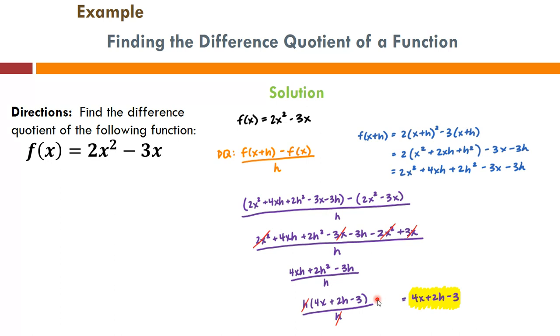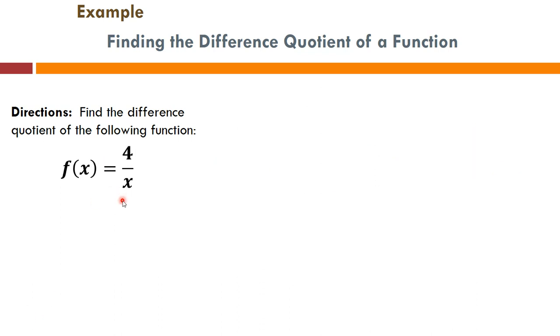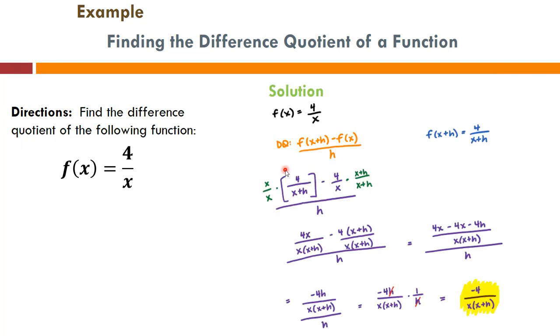All right, let's try another example. All right, so same directions. Find the difference quotient of the following function. And this time our function is f of x equals 4 over x, okay? So we're going to use our same formula again, okay? And for me, I always like to figure out what f of x plus h is over here on the side. So I've written it over there in blue. Unlike the last one, there's nothing I can do to simplify this any farther, but it's nice to have it over there so I know what it is, okay?